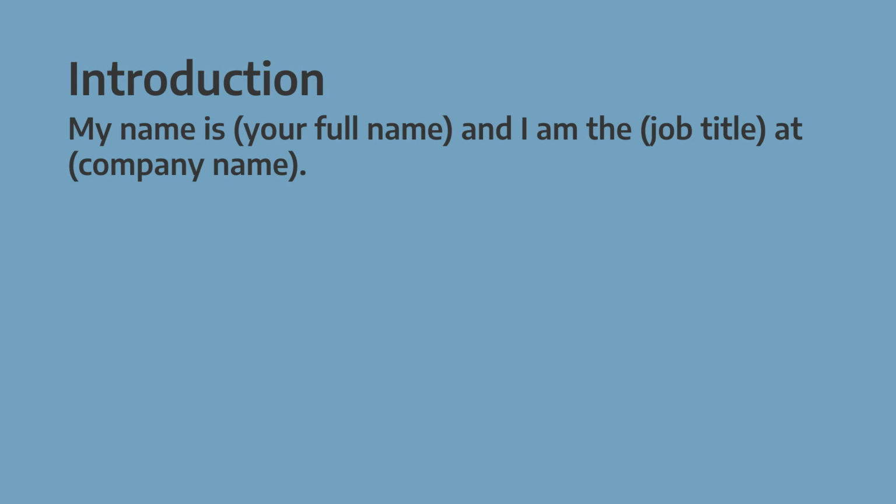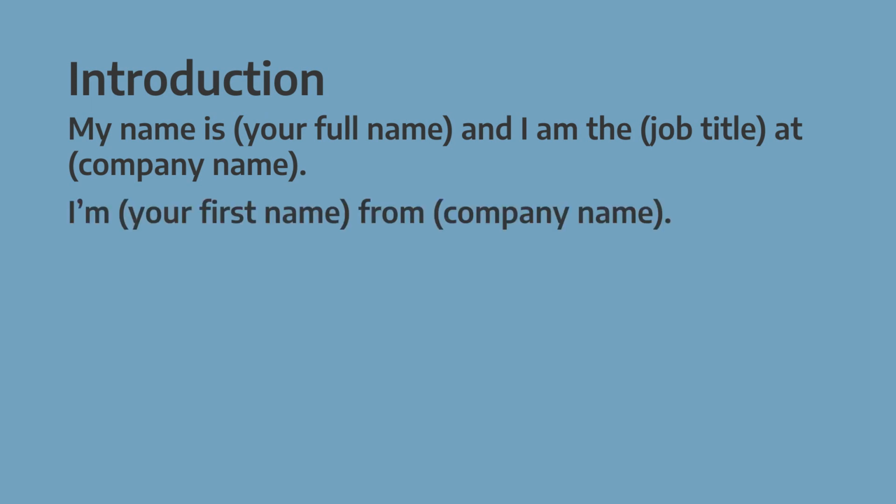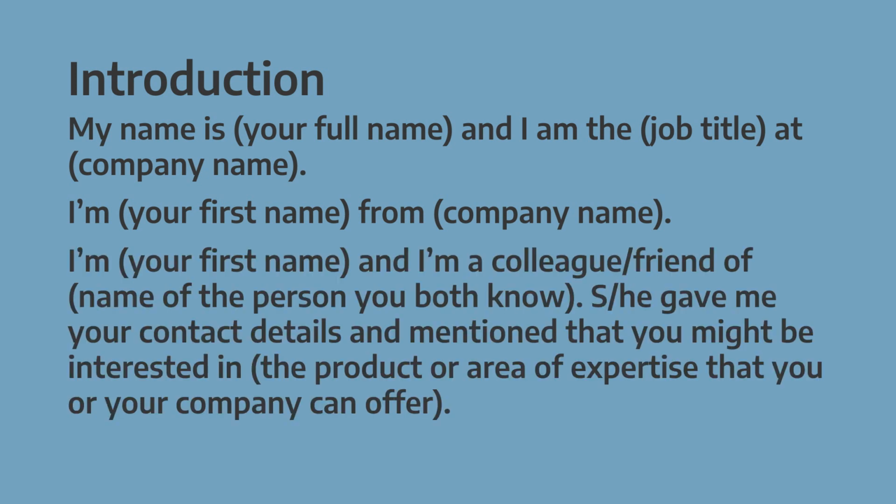The first example is a formal style introduction with full name, job title and company name. The second is less formal with first name and company name. The third example is for when you and the person you're writing to have a mutual contact, someone you both know who has suggested that the person might be interested in what you're offering.